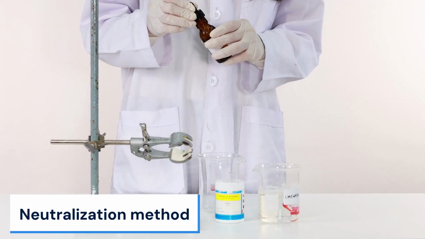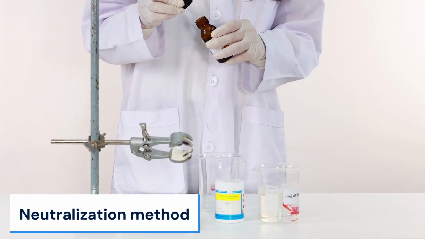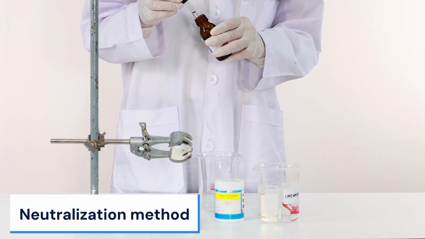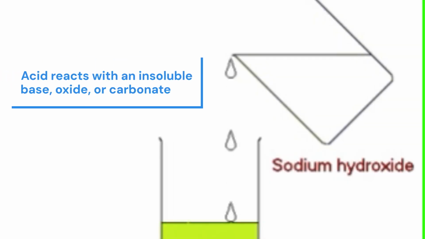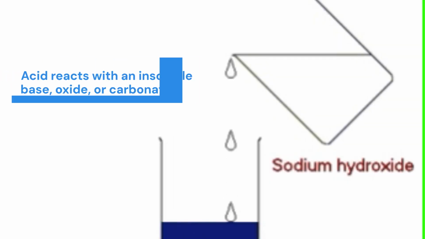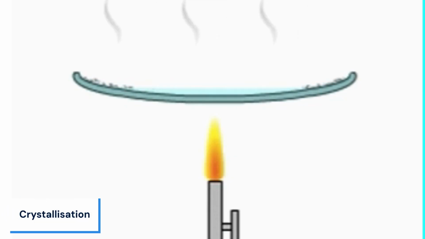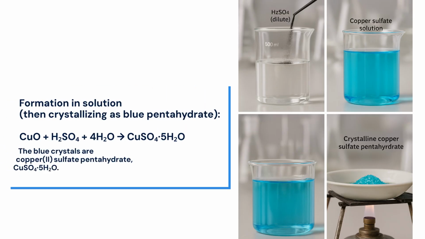Salts can be prepared in several ways, depending on the solubility of the substances involved. In the neutralization method, an acid reacts with an insoluble base, oxide, or carbonate. The base is added in excess until no more dissolves, the solution is filtered, and then water is evaporated to obtain pure crystals. For example, copper oxide reacts with sulfuric acid to produce blue copper sulfate crystals.